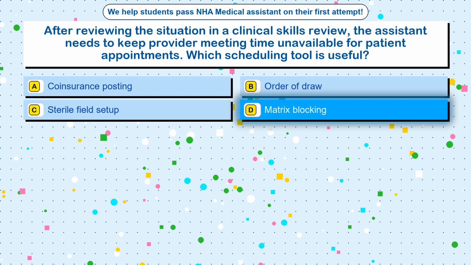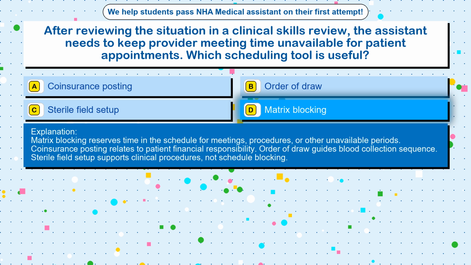Matrix blocking. Matrix blocking reserves time in the schedule for meetings, procedures, or other unavailable periods. Coinsurance posting relates to patient financial responsibility. Order of draw guides blood collection sequence. Sterile field setup supports clinical procedures, not schedule blocking.